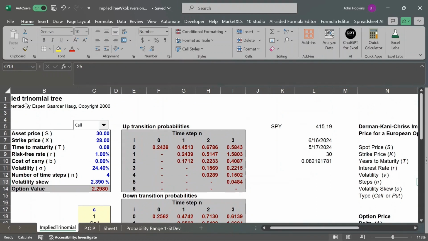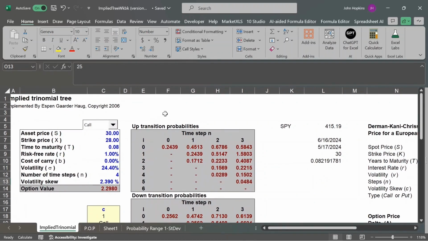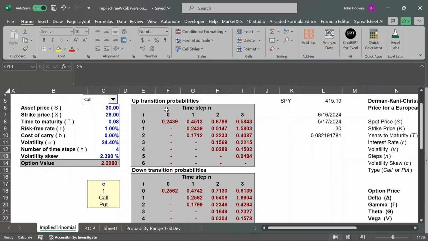Now, this one here is Espen Haig's implied trinomial tree. It is available elsewhere. I thought I'd make it available for people in a group of other worksheets. Part of my design, part of others' design. As you can see, it was GDX.